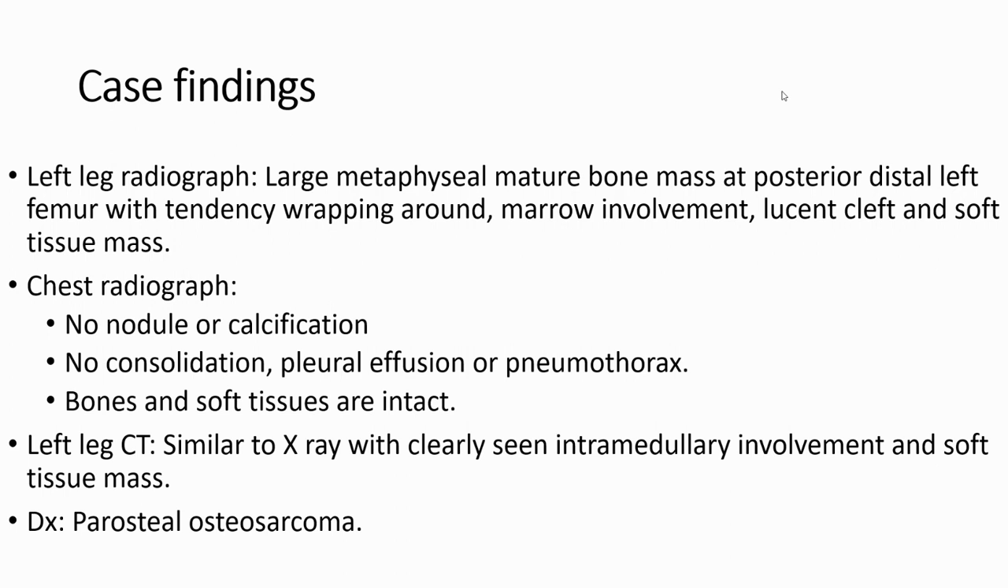Summary of the case findings. In the radiograph, a large metaphyseal bone-forming mass at the posterior distal left femur with a tendency to wrap around, marrow involvement, a lucent cleft, and soft tissue mass. In the chest X-ray, no nodule or calcification, no consolidation, pleural effusion, or tumor tract. Bone and soft tissue are intact. In his left leg CT, also a similar finding to the X-ray, with clearly seen intramedullary involvement and soft tissue mass.